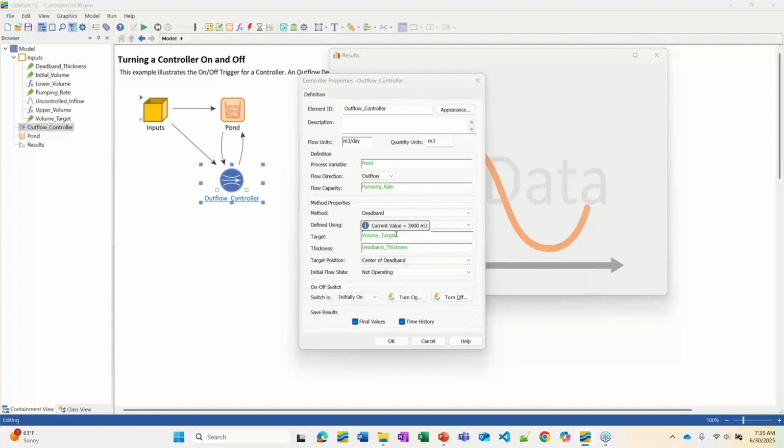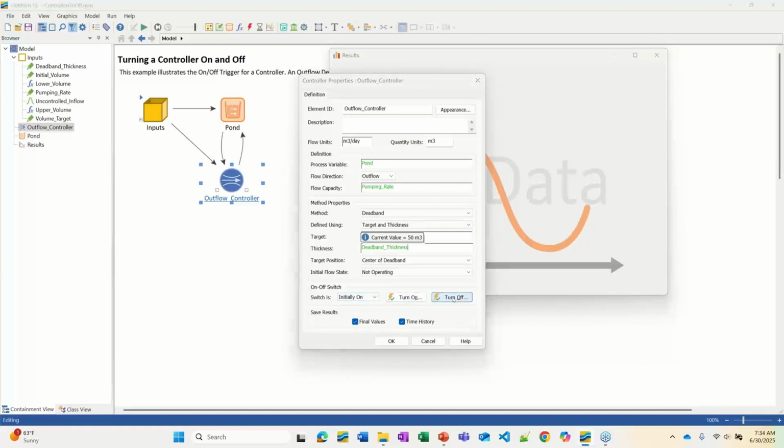So our target volume says 3,000. Our thickness is 50. So it's a pretty small band within the full range of volume. The initial flow state, this is what it's going to be doing at time 0. This is important for a deadband type of controller because if you start your simulation within the deadband, there's no real way to say if it's on or off at time 0. So we have to specify that. Finally, you can add additional on and off controls, such as a power outage causing the thing to stop operating, that kind of thing. And it looks like that's what's happening here.